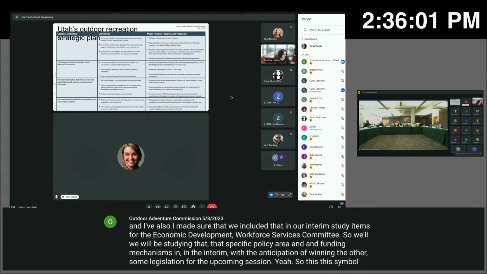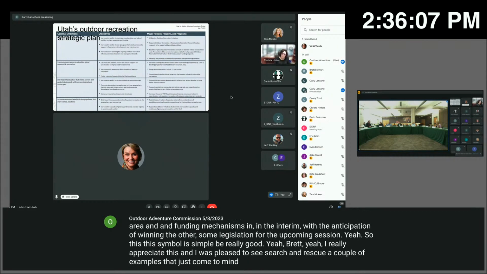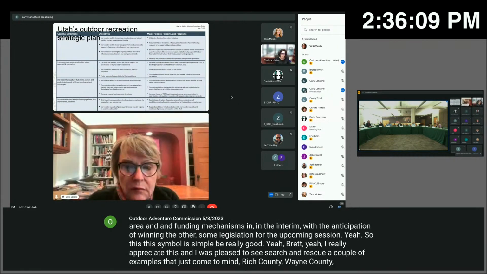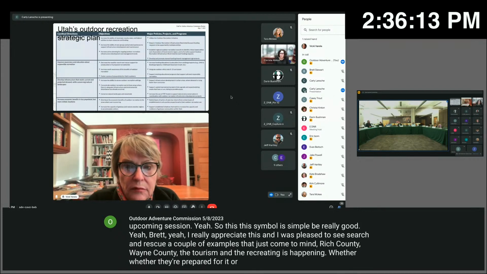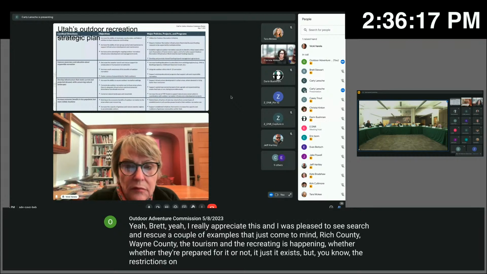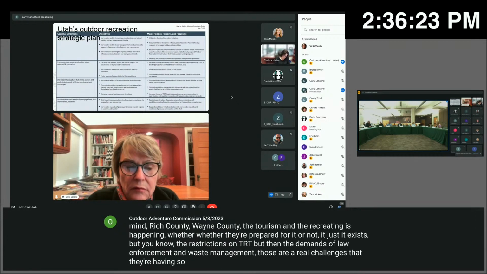Yeah, I really appreciate this, and I was pleased to see search and rescue. A couple of examples that come to mind: Rich County, Wayne County. The tourism and the recreating is happening, whether they're prepared for it or not. It exists, but there are the restrictions on TRT, and then the demands of law enforcement and waste management. Those are real challenges that they're having. So I appreciate your acknowledgement of that, and certainly it's an area where we can work on.